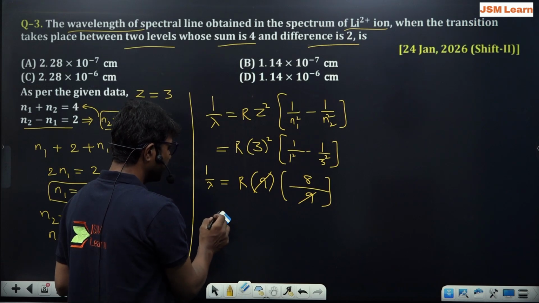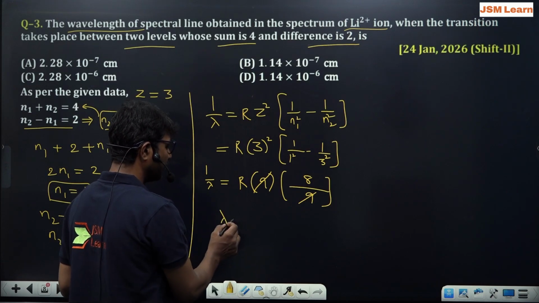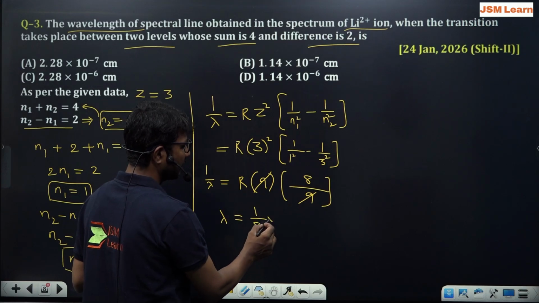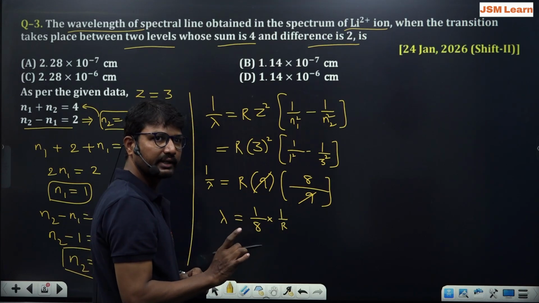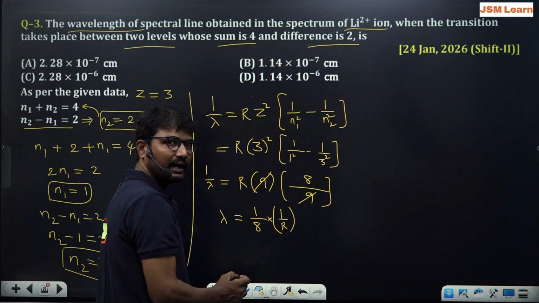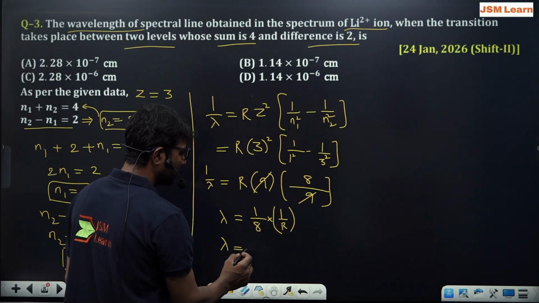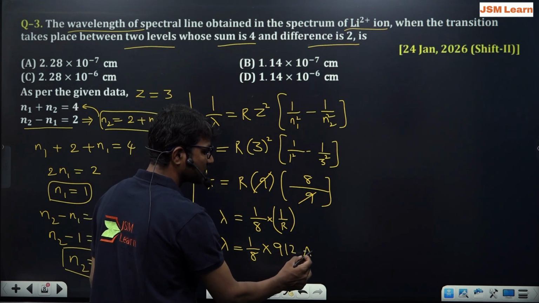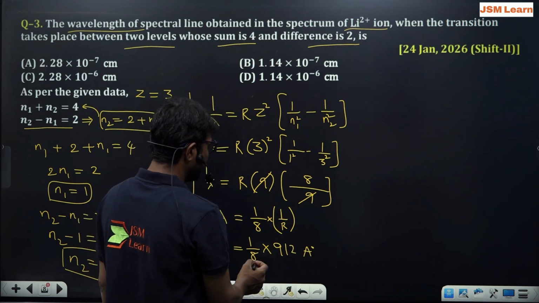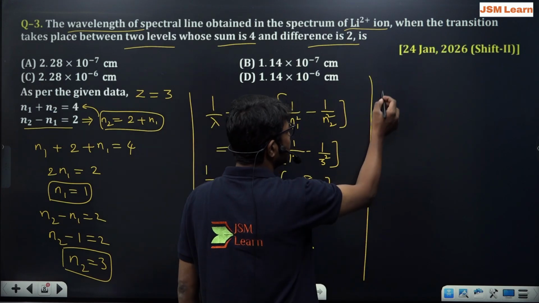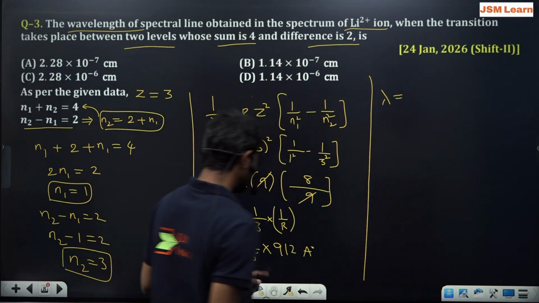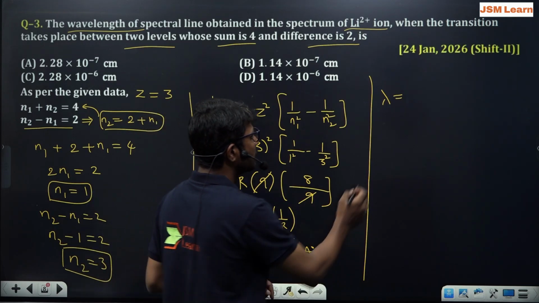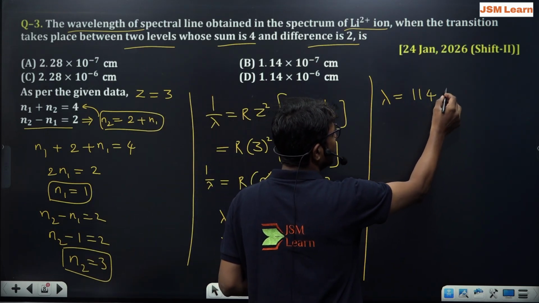So from this, if I write the value of lambda, the wavelength can be written as 1 by 8 into 1 by R. Separately I am writing here the value of 1 by R, which we know: R is equal to 1 upon 8 multiplied by 912 angstroms. So from this, on simplification, we will get the wavelength value as, just look at it, 8 ones are 8, so 114 times. So lambda is equal to 114 angstroms.